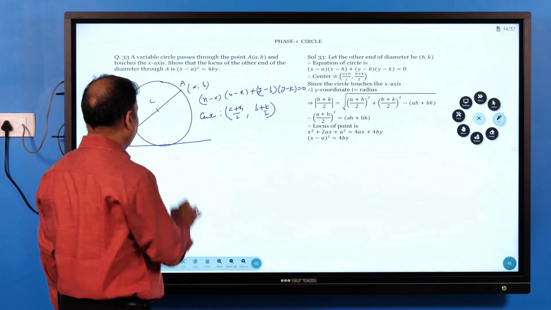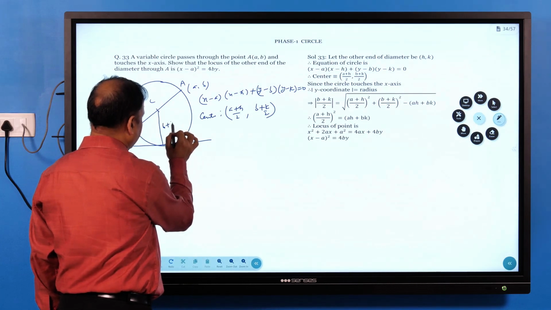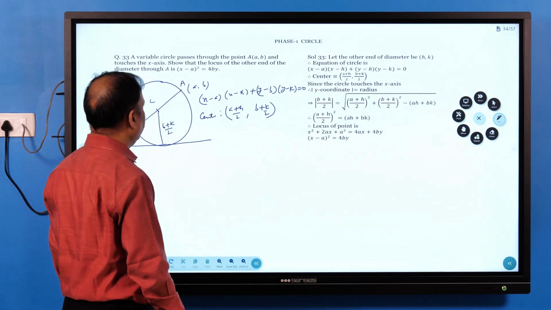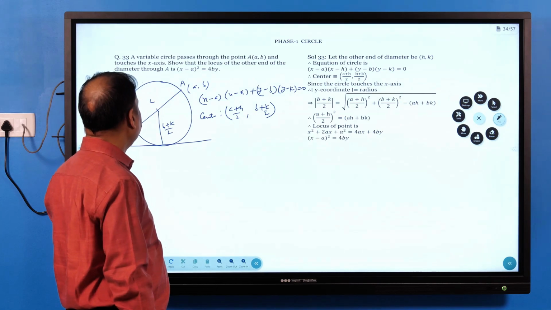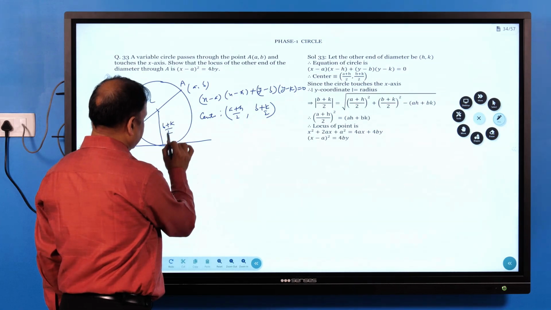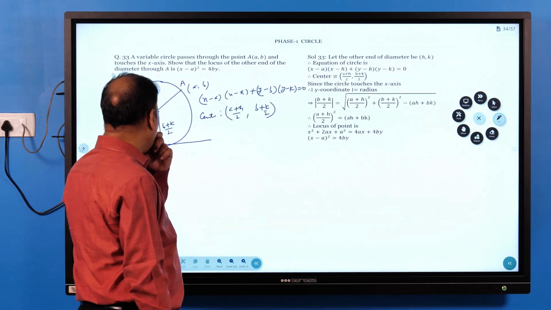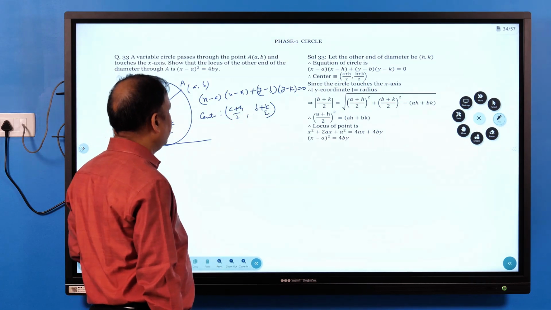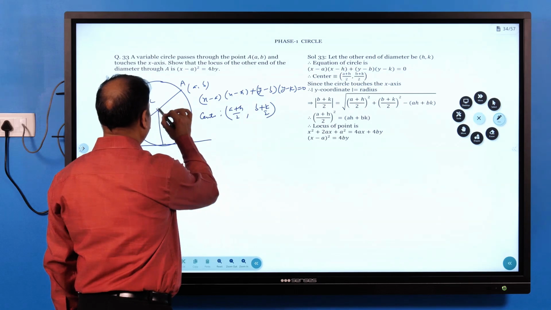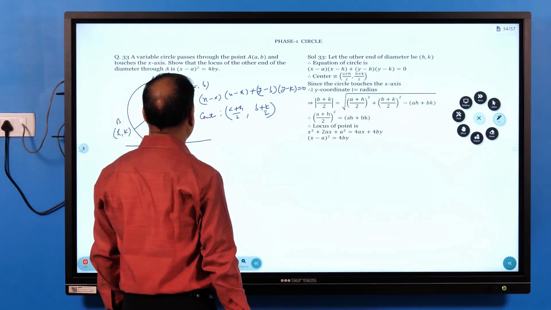What is the radius? This will be the radius, (b plus k) upon 2. This is the radius because it is touching the x-axis. So the y-coordinate of the center must be equal to the radius of this circle. Radius is the square root of g square plus f square minus c. So if you expand, or directly calculate from here, you will get the radius.